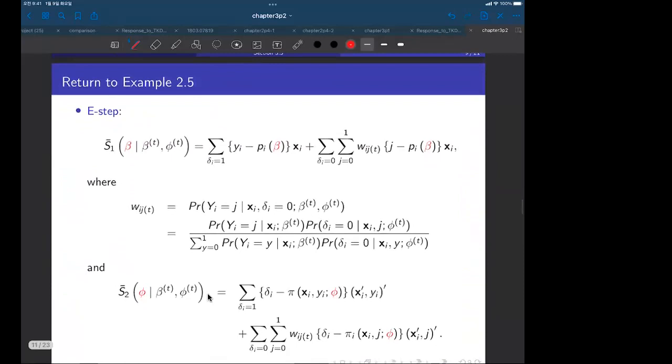Let's go back to example 2.5. Remember, example 2.5 is a kind of Bernoulli logistic regression type, Bernoulli with p(x; beta), okay.